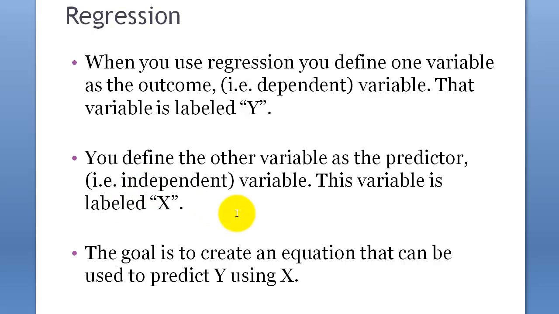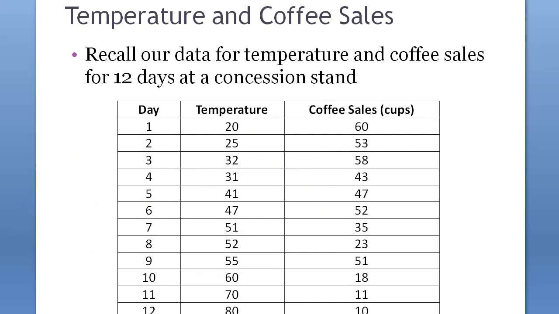So it's really like math, y equals ax plus b or something like that. The goal is to create an equation that can be used to predict y using x. When x changes, y changes. Depending on the value of x, you get the outcome value, which is y. If you know the math, it's really easy to understand. But there are a couple of things that are not the same as math.